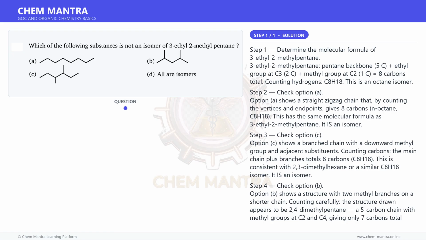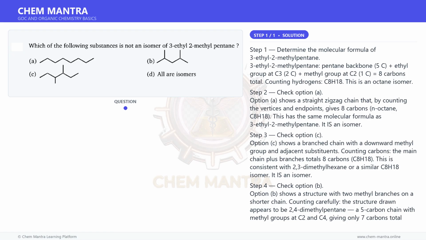Step 3. Check option C. Option C shows a branched chain with a downward methyl group and adjacent substituents. Counting carbons, the main chain plus branches totals 8 carbons, C8H18. This is consistent with 2,3-dimethylhexane or a similar C8H18 isomer. It is an isomer.